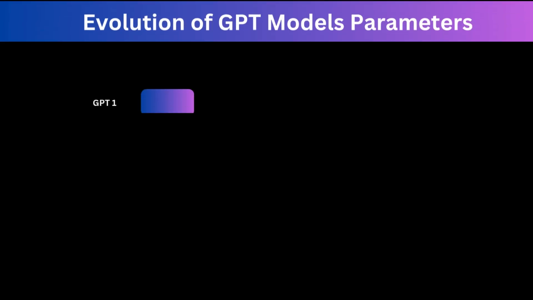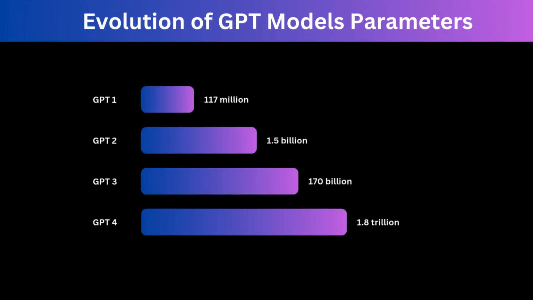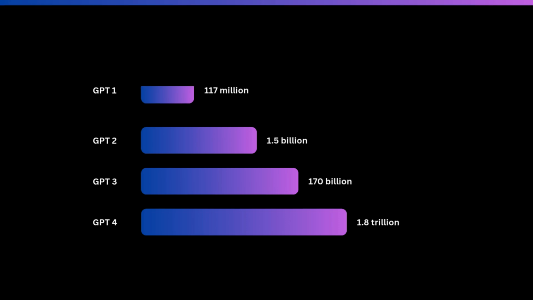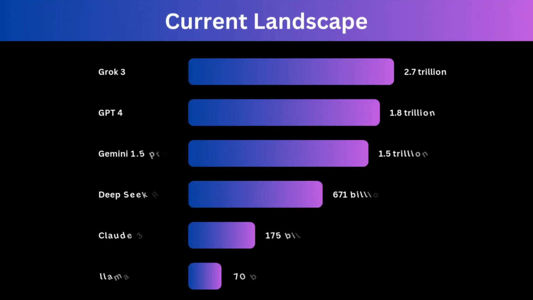Currently, GPT-4 uses 1.8 trillion parameters, but that was not always the case. GPT-1 had 117 million parameters, GPT-2 had 1.5 billion parameters, GPT-3 having 170 billion parameters. Currently, Grok 3 has 2.7 trillion parameters.